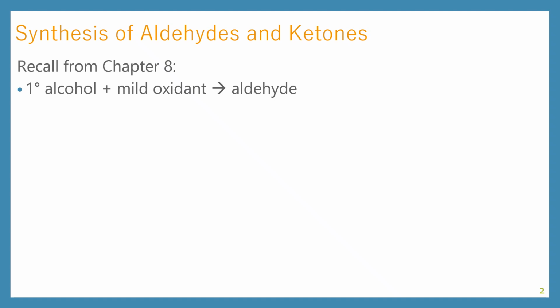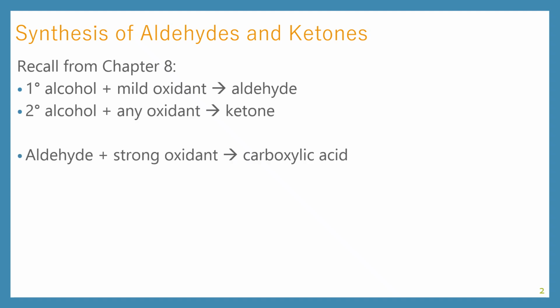So you hopefully recall that when you take a primary alcohol and react it with a mild oxidant, such as PCC, you synthesize an aldehyde. A secondary alcohol plus any oxidant will give you a ketone, and an aldehyde plus a strong oxidant will give you a carboxylic acid.